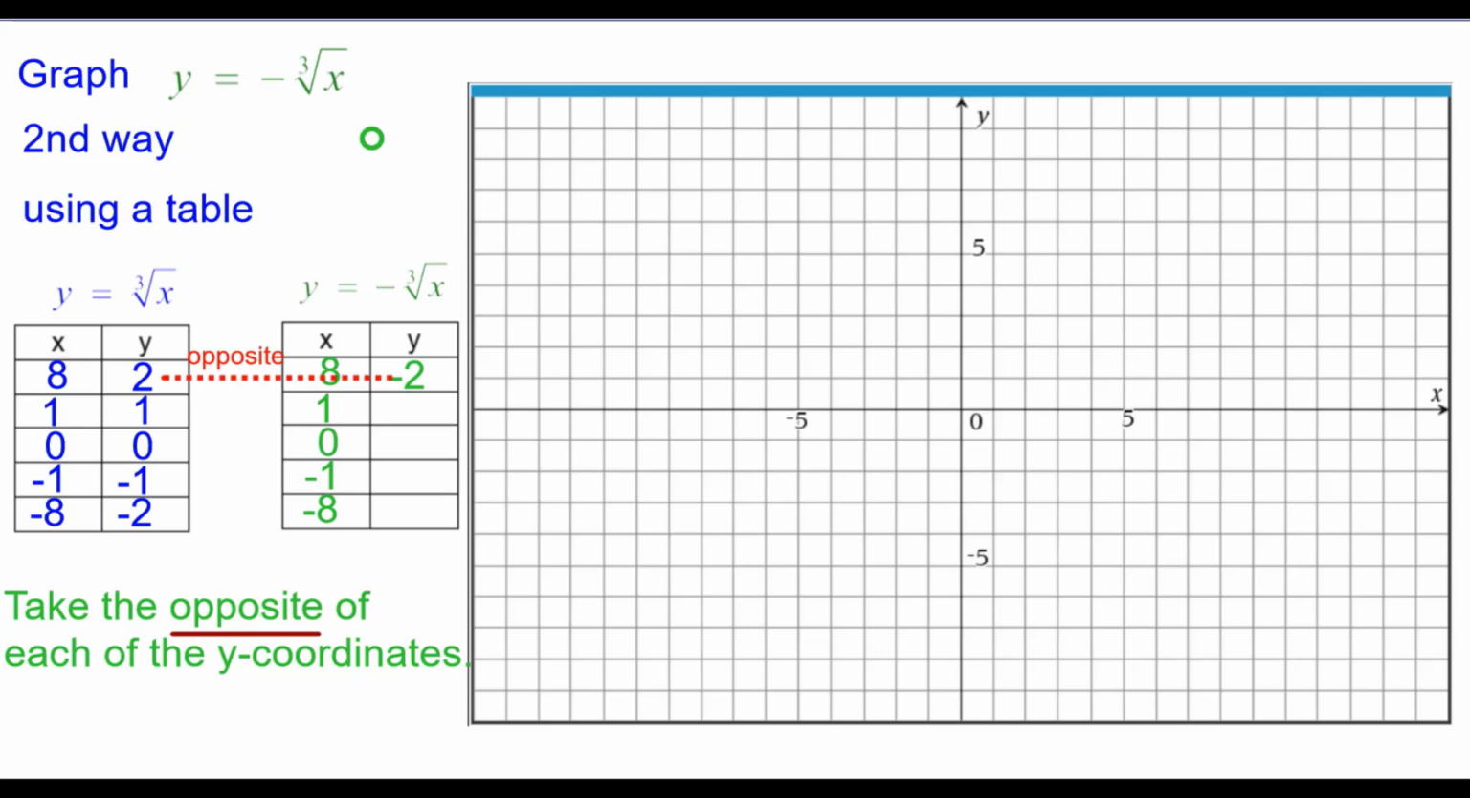So the opposite of 2 is negative 2, so we'll plot 8, negative 2. The opposite of 1 is negative 1, so 1 comma negative 1. The origin, the opposite of that is still the origin.